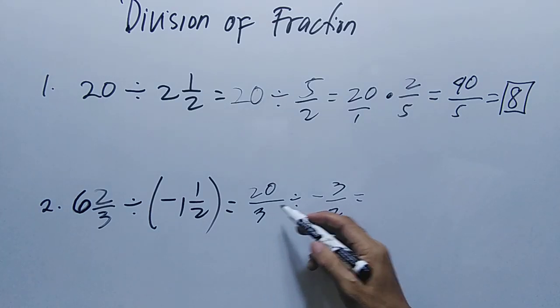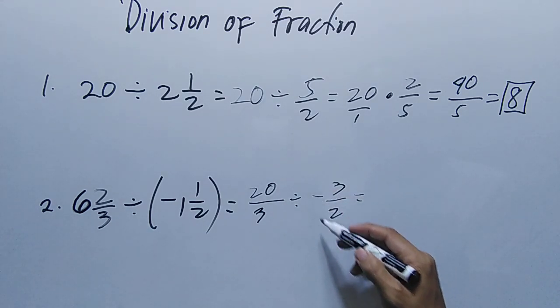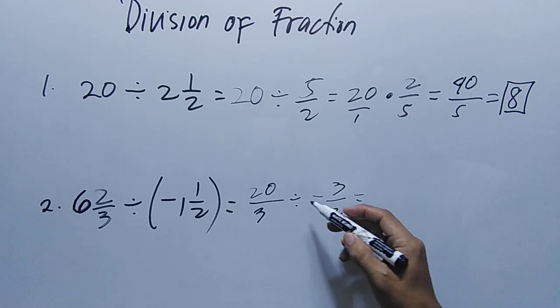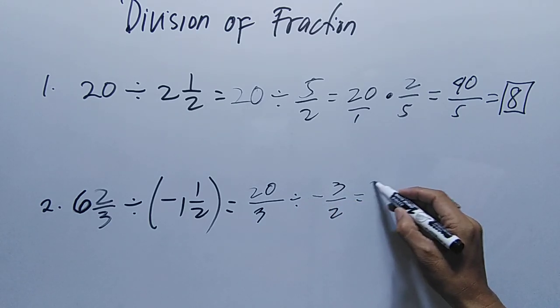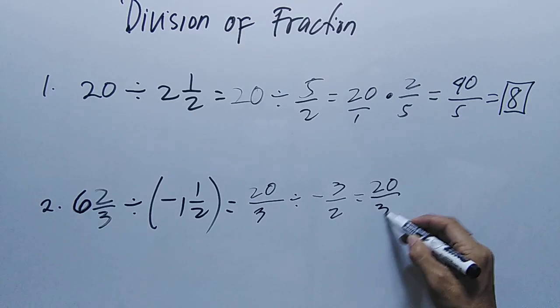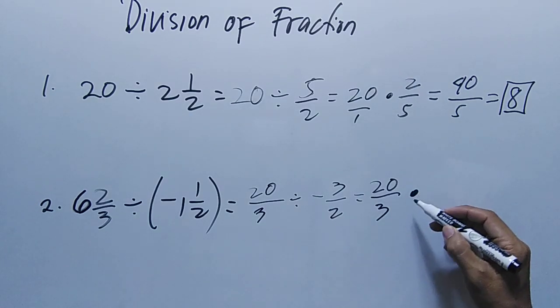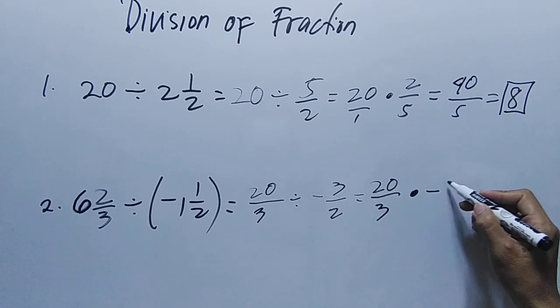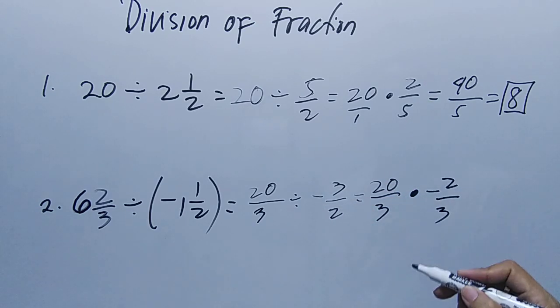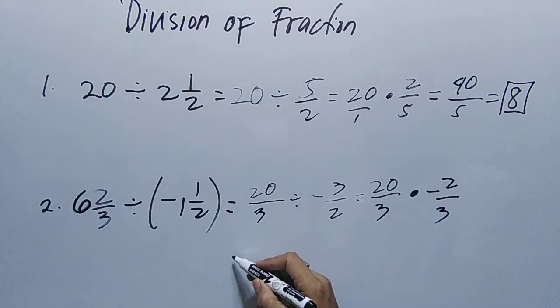So, magiging ano na to ngayon? Reciprocal nito. At saka, we have to change this one into multiplication. So, kopyahin natin yan si 20 over 3. Magiging multiplication na yan. At kunin natin yung reciprocal ng 3 over 2. Negative 2 over 3. Okay? So, equals, dito tayo sa baba konti.